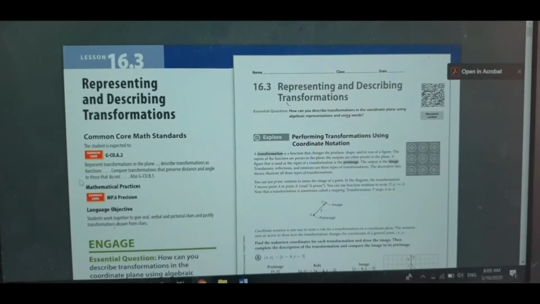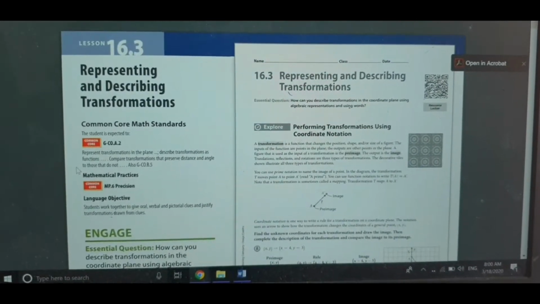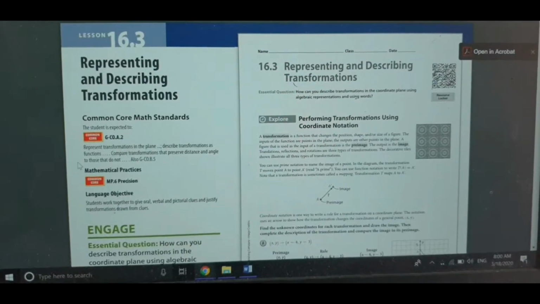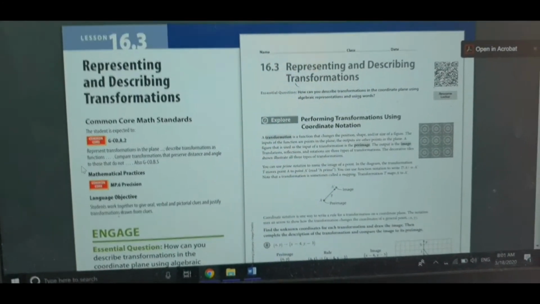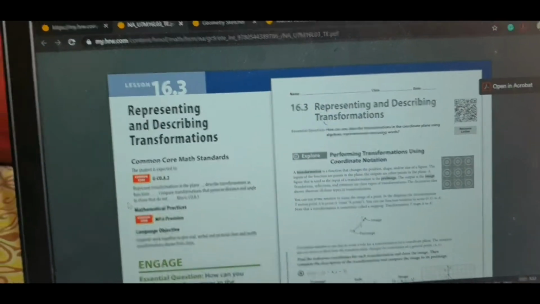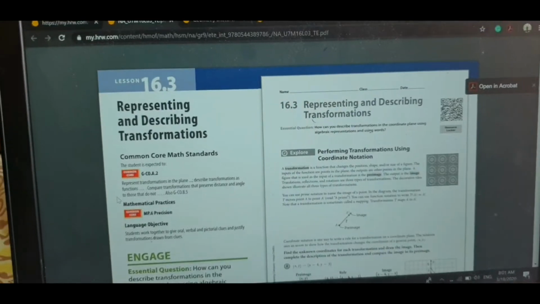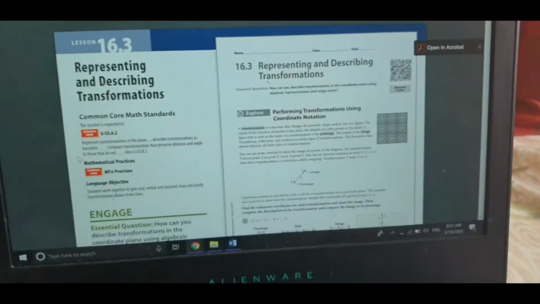We jumped. Lesson 16.2 is cancelled, so we jumped right away from lesson 16.1 to 16.3. 16.1 was done successfully, and for the classwork that I left you, I will be uploading a picture of all the work explained for all the classwork. If you still have any doubt, and please, if you don't understand anything, just message me.